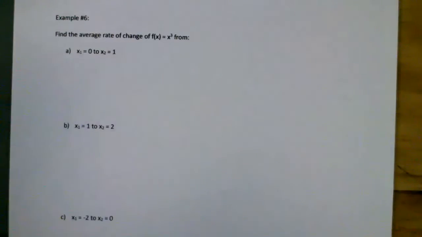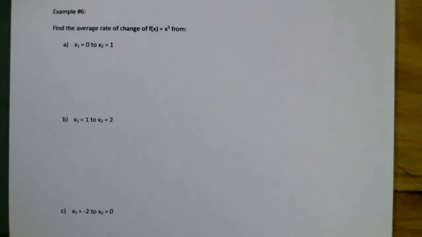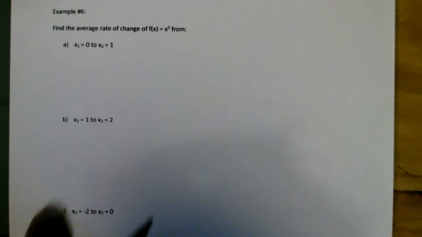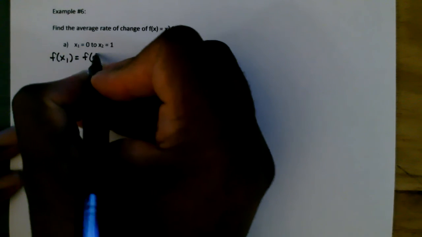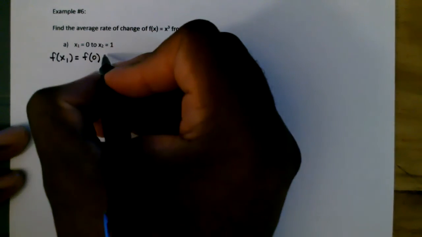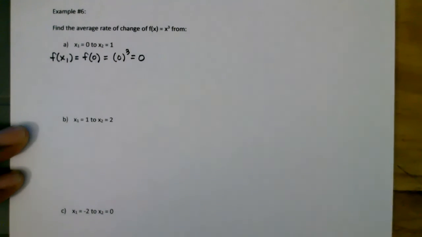Okay, here's the last example for this video. Here I have f of x is equal to x cubed. Here I want to find the average rate of change of that function f of x equal to x cubed from x1 equal to 0 to x2 is equal to 1. All right, let's find f of x1. And x1 is 0. And all we do there is just substitute the x with 0. So this will be 0 cubed. That's going to end up being 0.